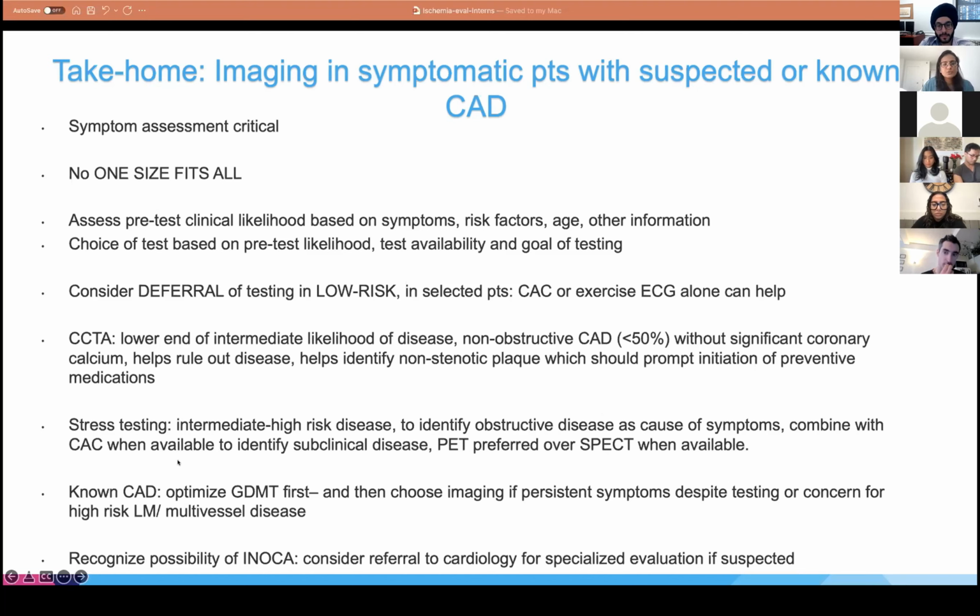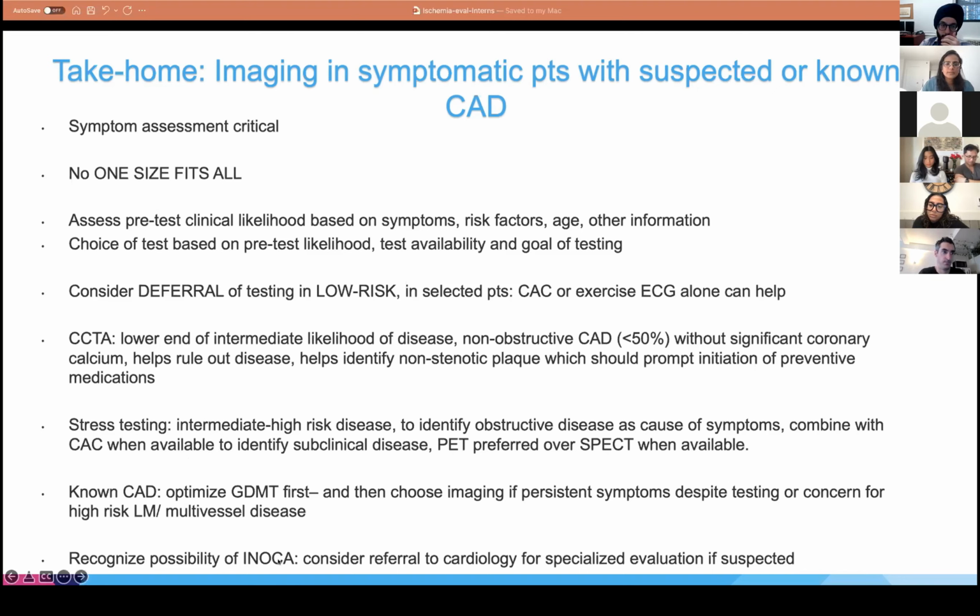And then in patients who already have known disease, such as prior PCI or CABG, you want to first optimize their medical management for their coronary disease. Make sure they're on aspirin, statin, beta blocker, ACE inhibitors. And then if they're still having persistent symptoms, you choose either coronary CTA or more likely stress testing to help you decide what should be done next.